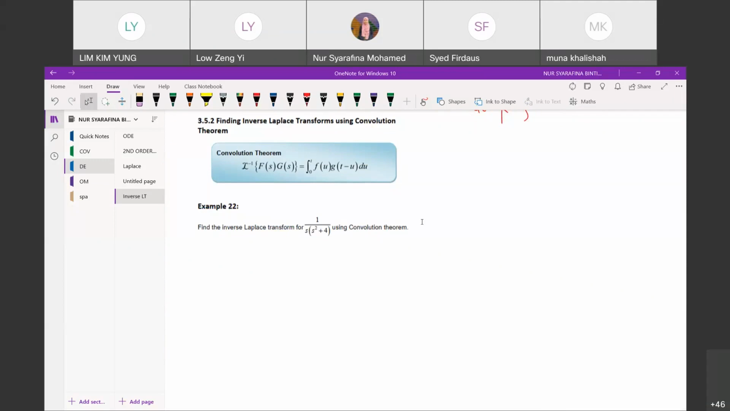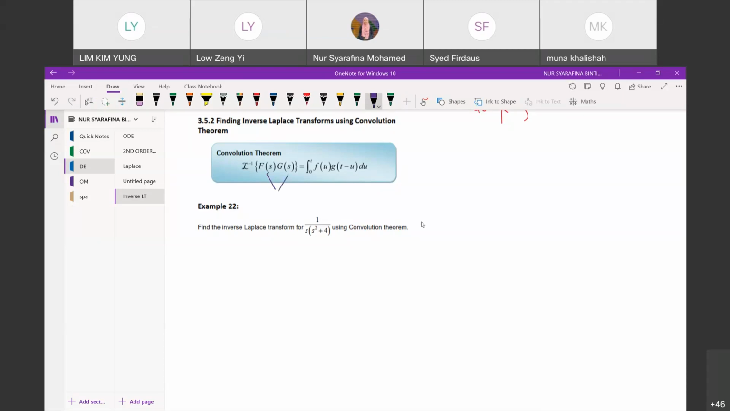So when can we use this theorem? Because not all functions can use this theorem. Just like before, we can just use the table of transformation, no need to use this theorem. So when can we use it? When there is a combination of two functions, Fs and Gs.